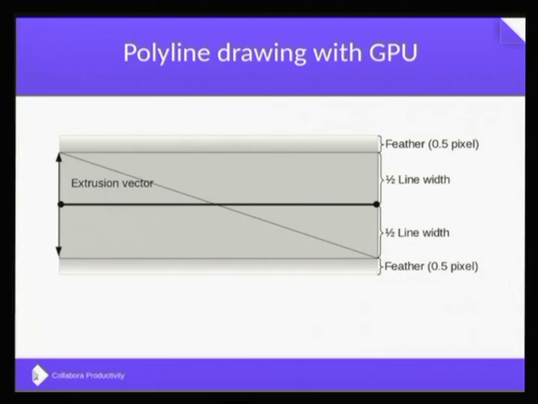This is usually how we do it. If you want to draw it on the GPU, we have one triangle and a second triangle. We calculate, depending on the line width, the extrusion vector, which is perpendicular to the line, and is as big as the line width. If you also want anti-aliasing on both sides, we use a half-pixel-width feather. The feather just fades the color of the line from 1 to 0 on both sides, and this gives the anti-aliasing effect.